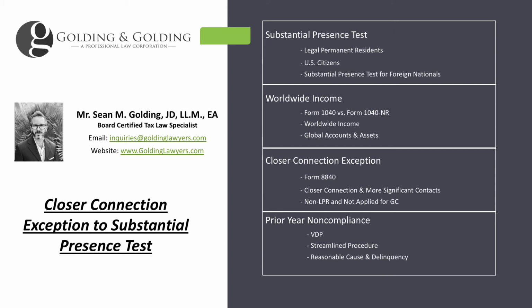Not only green card holders, even if you applied for it, because if you applied for it, it shows a sense of permanency, and therefore you're not allowed to use the closer connection. Instead, you use the tiebreaker treaty rules. The 8840 closer connection exception is preferred because it's a form, it's relatively simple, and showing significant contacts when you're not a permanent resident or citizen is normally not that difficult.